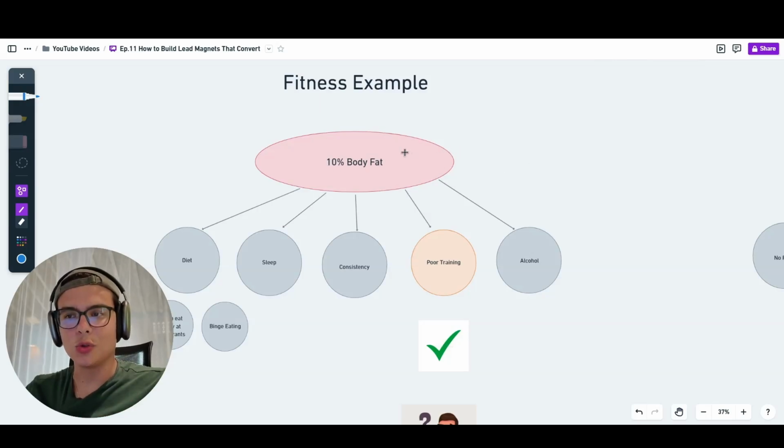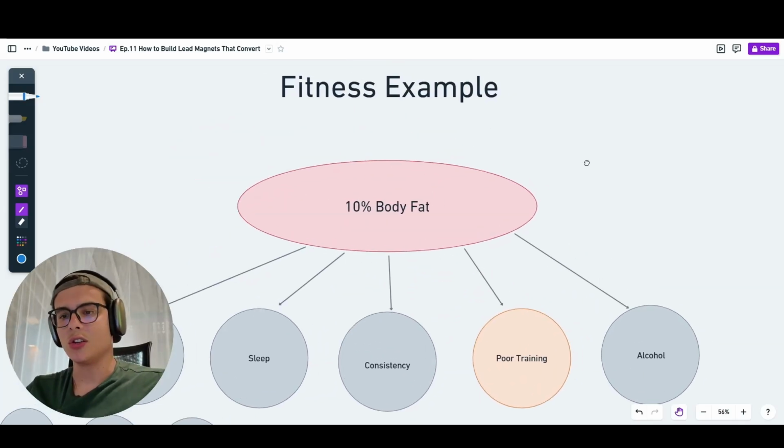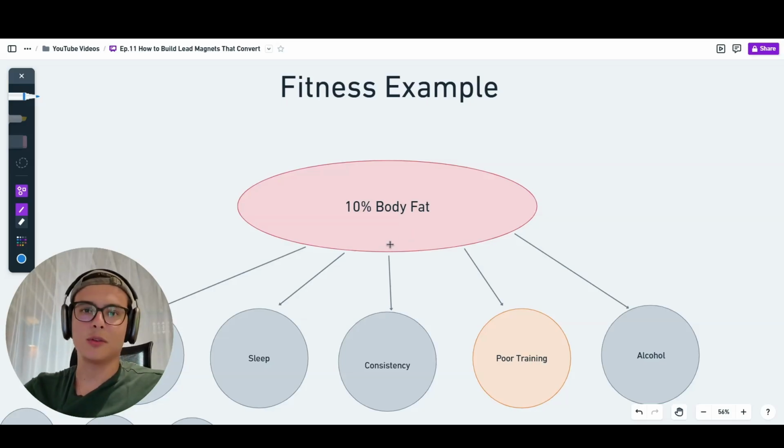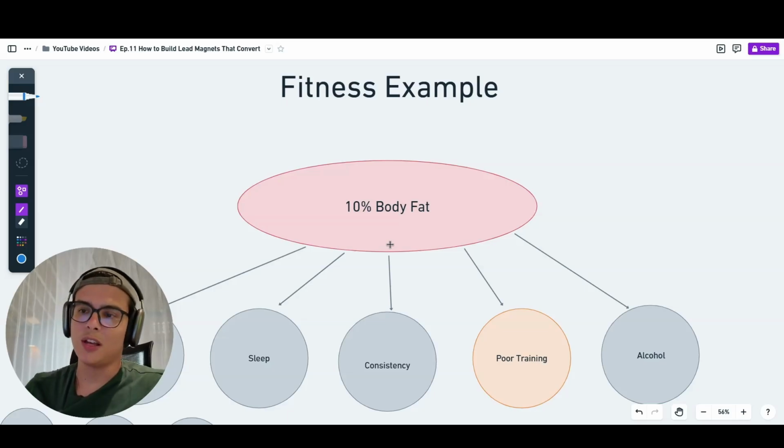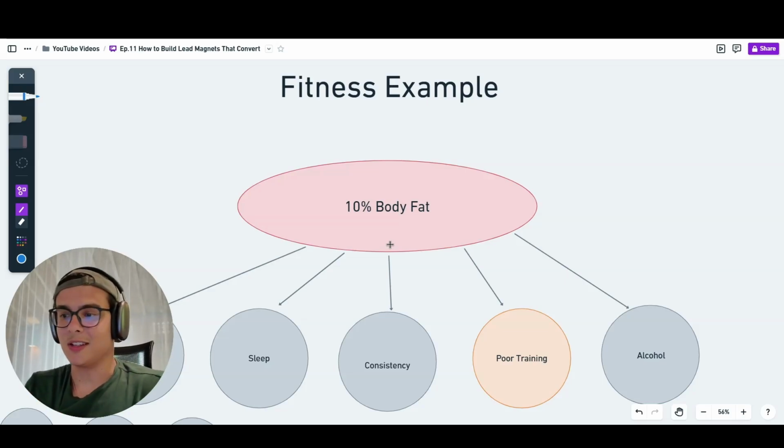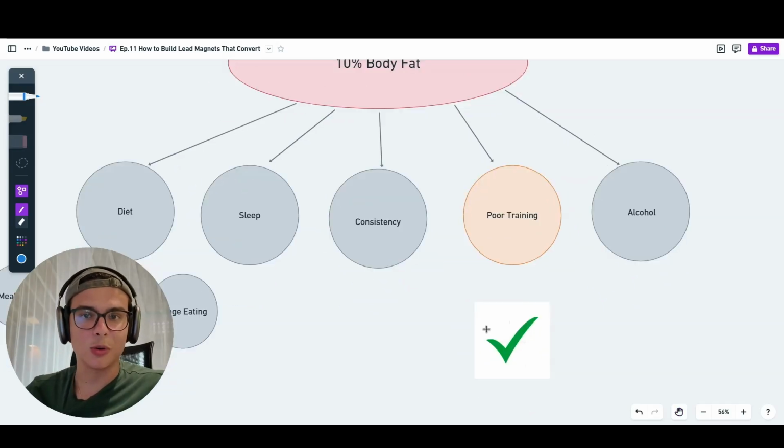I'm going to highlight 2 actual tangible examples for 2 different niches so that you can get an idea of how this can be done practically. So let's say in the fitness niche, your ideal customer wants to get to 10% body fat. They're struggling, they're 25, 30, really obese, and they want to get all the way down, 6-pack shredded for the summer, and that is the ultimate goal that they're trying to achieve. They're going to have lots of little sub-problems because if they're obese, they definitely have more than one problem. It's probably not only the diet or the sleep or the consistency or the poor training or the alcohol that they're drinking. So you list out all the problems and all the things that are preventing them from getting there, and then you create the lead magnet accordingly.